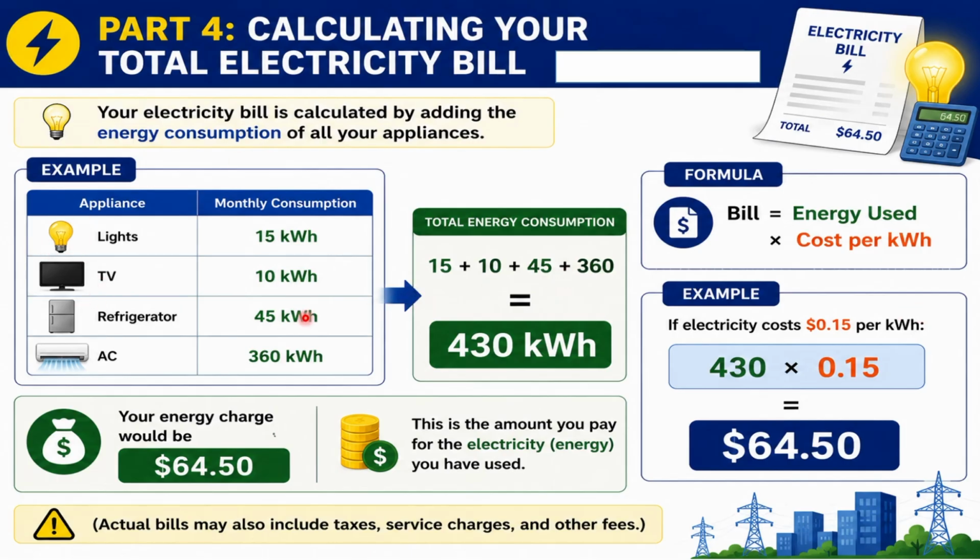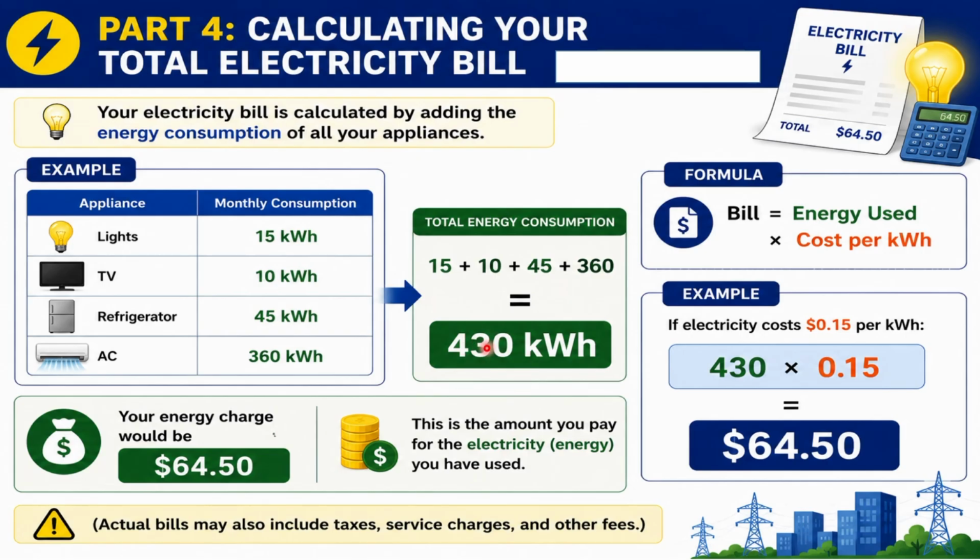So the first thing we need to do is calculate the total energy of all the appliances. So we're going to add 15 kilowatt hour for lights, 10 kilowatt hour for the TV, 45 kilowatt hour for the refrigerator, and 360 kilowatt hour for the AC. We're going to have a total of 430 kilowatt hour.